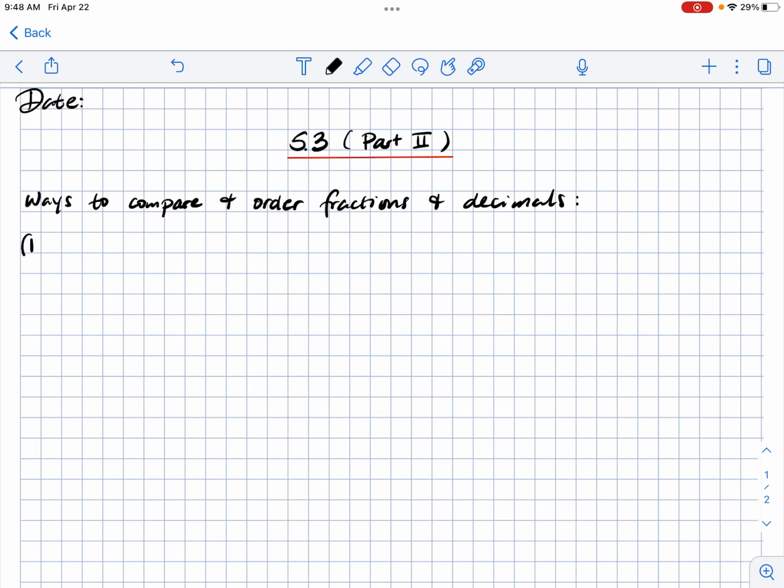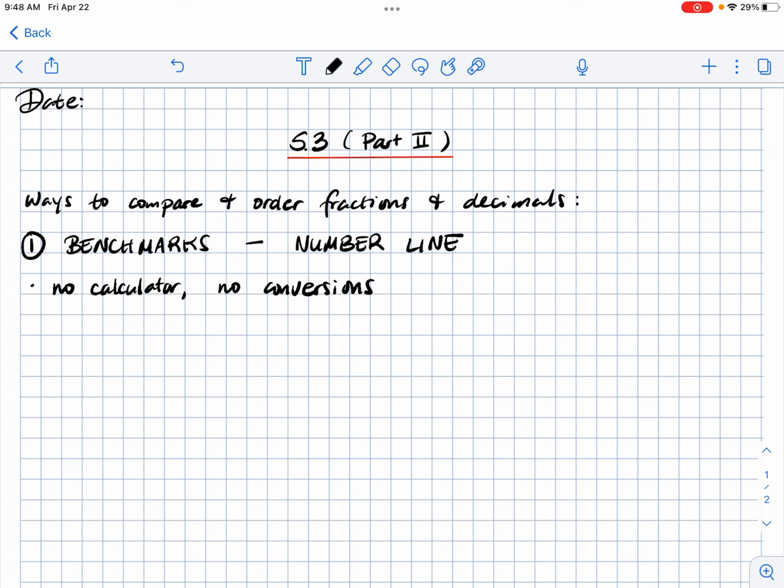The first method is using decimal benchmarks, and that's dependent on the use of a number line. I'm also going to write down, don't use a calculator. And I don't want you to have to convert to a common denominator. You may have to convert to a similar form, and I'll get to that in a second, but there shouldn't be a need to convert to a common denominator, and we'll review that too if you don't remember.